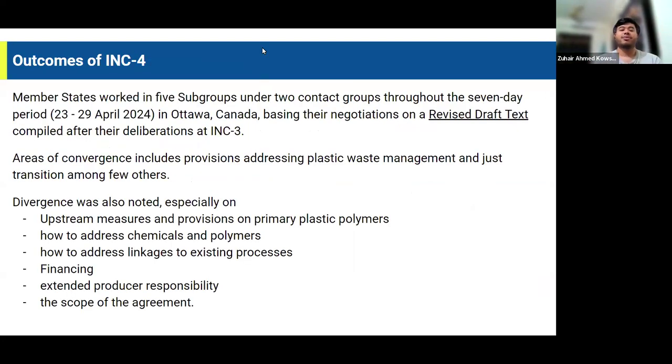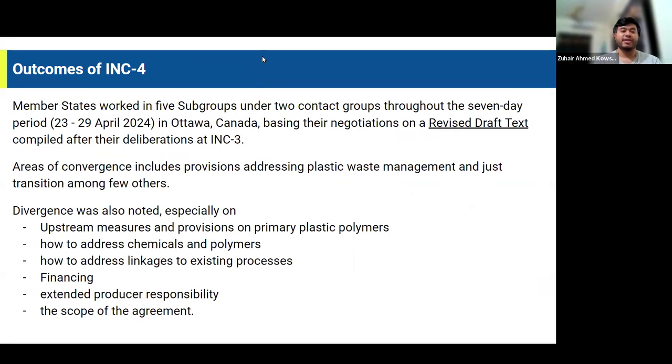Now, what's the current level of the negotiation? We have had four sessions so far. Lastly, we had the fourth session that took place in Ottawa, Canada, from the 23rd to the 29th of April. Over this seven-day period, we had a lot of intense negotiations under five subgroups. These five subgroups were divided so that we had two contact groups, which were divided into five subgroups.